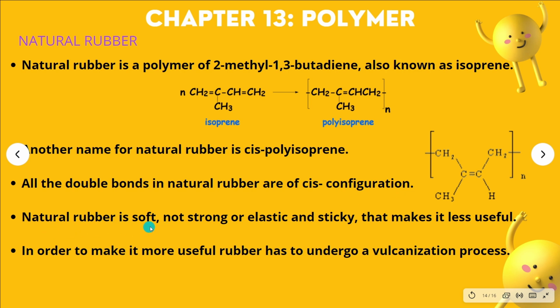Natural rubber is soft, not strong or elastic, and sticky. That makes it less useful. In order to make it more useful, rubber has to undergo the vulcanization process.